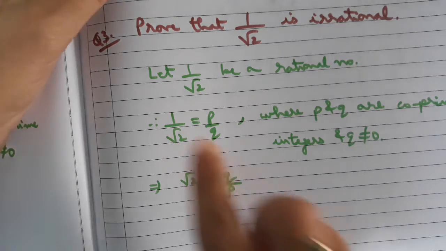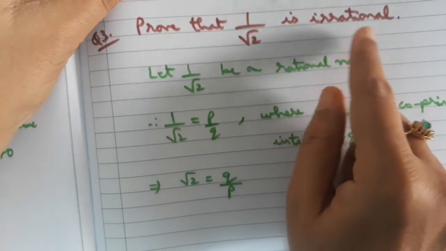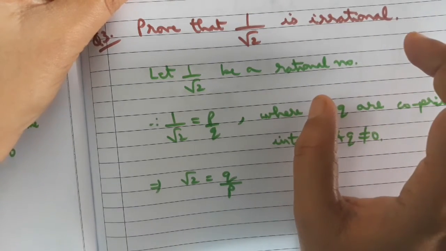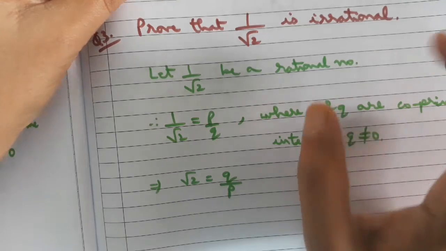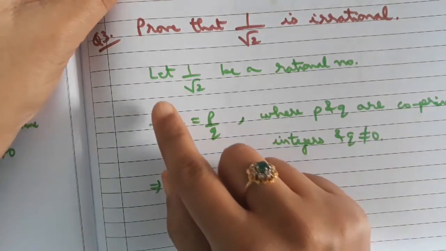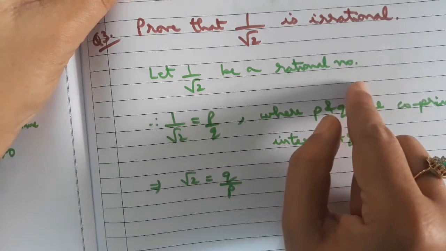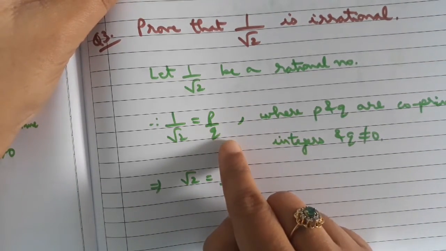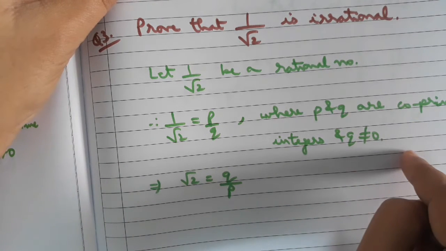Now let us solve this question from the exercise. Prove that 1 upon root 2 is irrational. For this question, the method would be slightly different, because if we do it normally, there would be some problem. Let us see what. So over here, if we do normally, I assume that let 1 by root 2 be a rational number. So if it is a rational number, it can be written in the form p by q, where p and q are co-prime integers and the denominator q is not equal to 0.